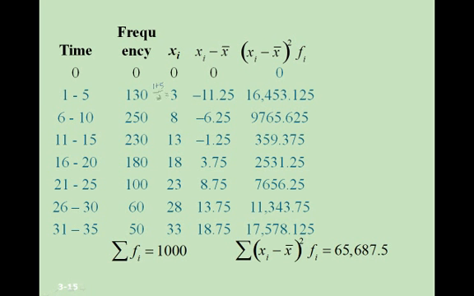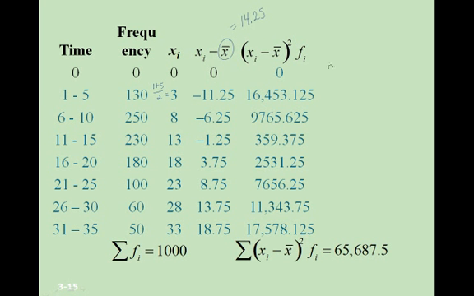Our next column, we take our x sub i and we subtract the sample mean. And remember, this mean we calculated in our first example when we found it to be 14.25. So we're taking each of the values in our x sub i and subtracting the 14.25 to give us the values in this column. And in our last column, we'll square those and multiply them by the frequency value. And at the bottom here, we've summed the frequencies and summed our last column.